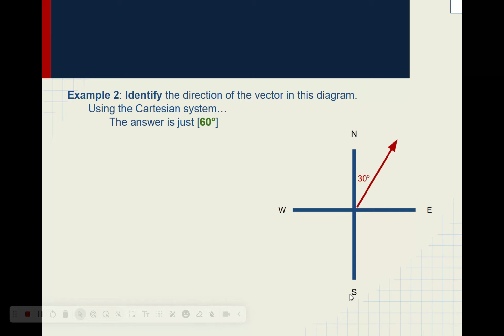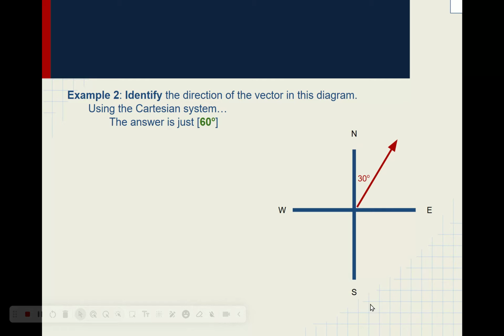That might seem kind of simplified or too easy or something like that. But honestly, this is just the way the Cartesian system works. So you're not necessarily giving the angle that's written in the problem. You're doing it based on where the Cartesian system puts the angles.